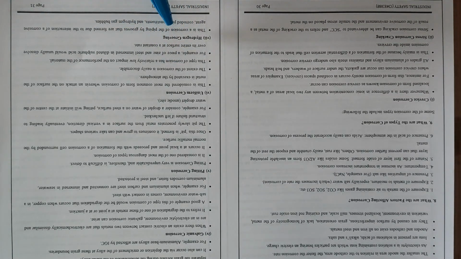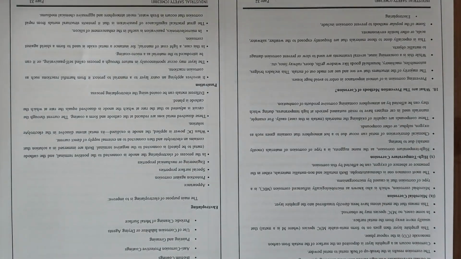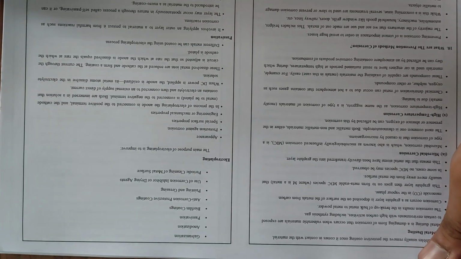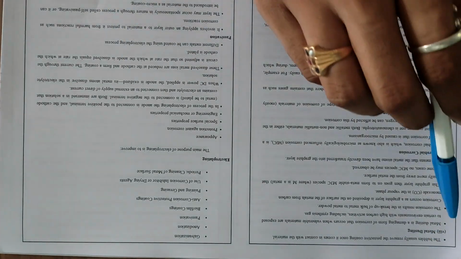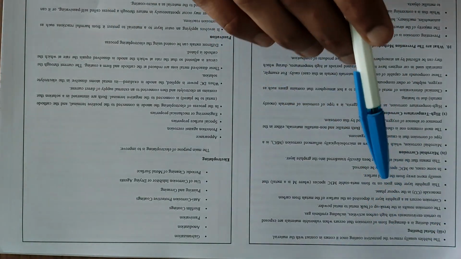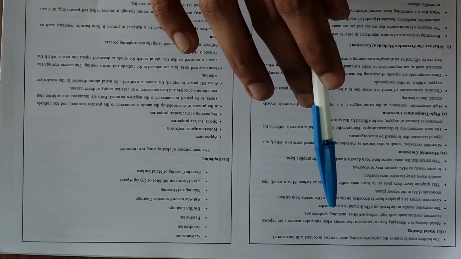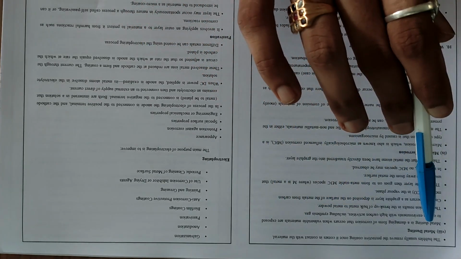Hydrogen grooving. This is a corrosion of piping by grooves that are formed due to the interaction of a corrosive agent, corroded pipe constituents, and hydrogen gas bubbles. The bubbles usually remove the protective coating once it comes in contact with the material.